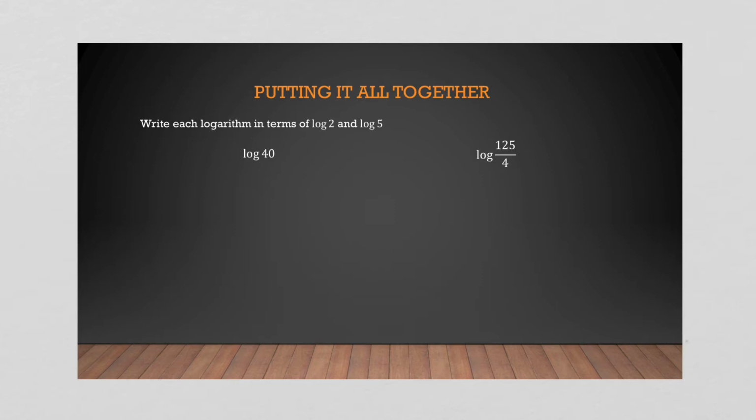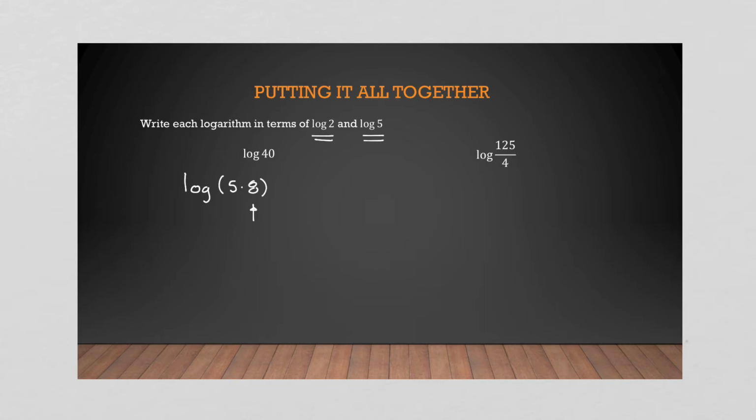Now, we're going to put it all together here. These take a little bit of practice, but let's do what we can do. So this question says, write each log in terms of log 2 and log 5. Okay, well, we got log 40. So let's start by breaking this into factors. What's log 40? Well, log 40 is log of 5 times 8. Now, I'm going to stop there because I know that 8 is 2 to the power of 3.